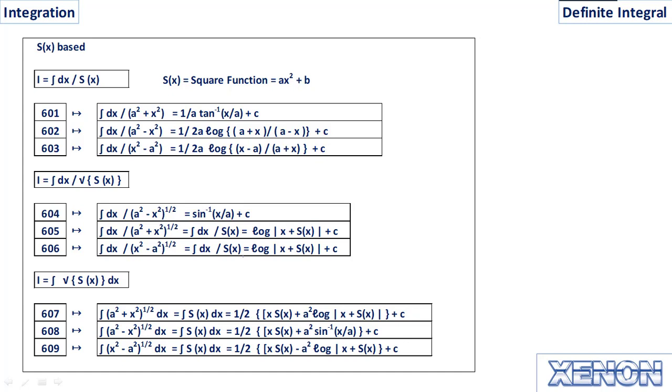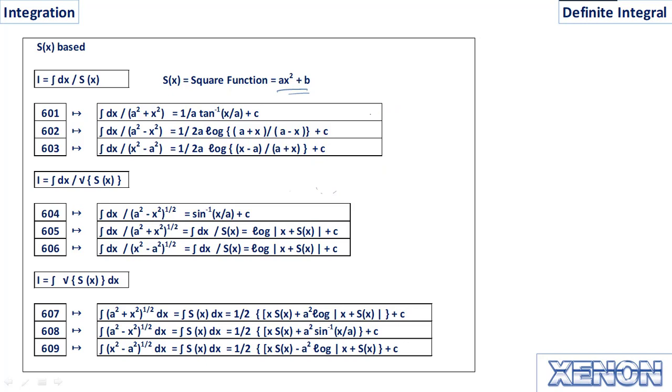Right? Now, integration of functions of the form of S(x), where S(x) is x square plus b. Right? So, rule number 6: integration of dx upon a square plus x square equals 1 upon a tan inverse x upon a. Actually, we have seen that integration of 1 upon 1 plus x square equals tan inverse x, right?